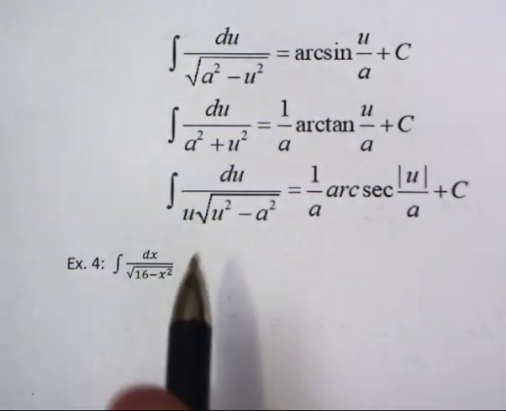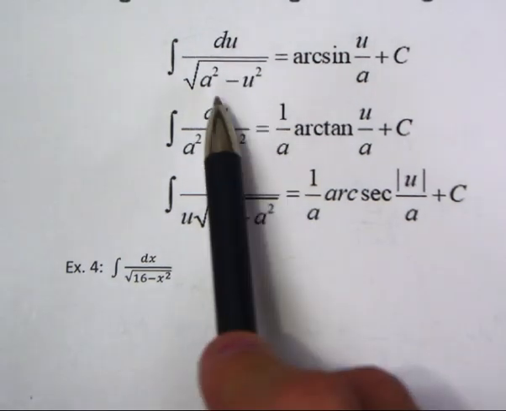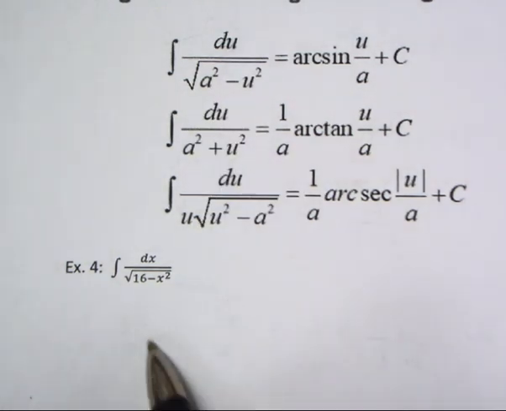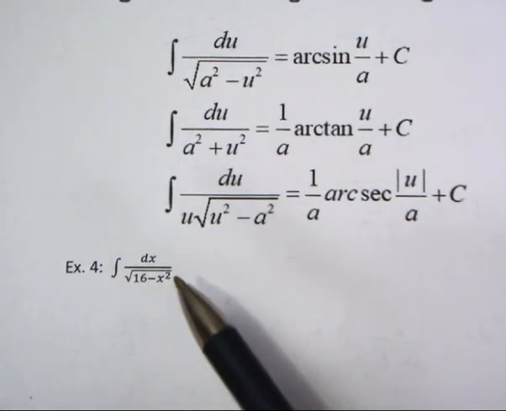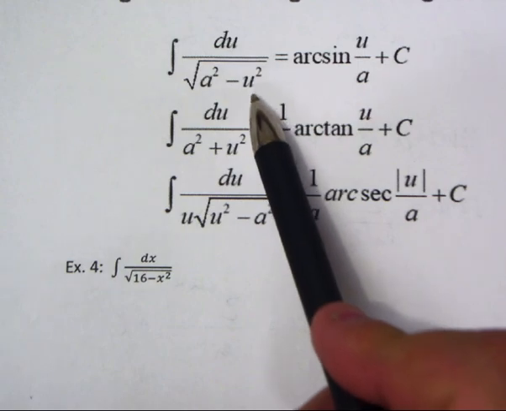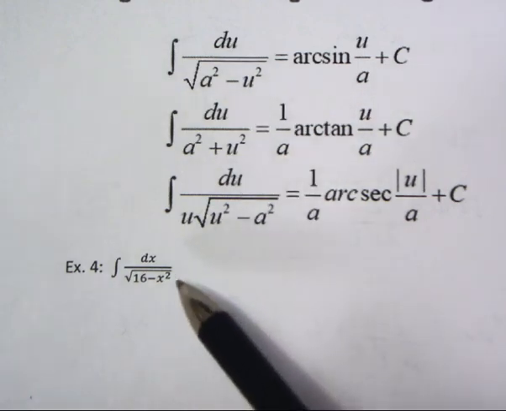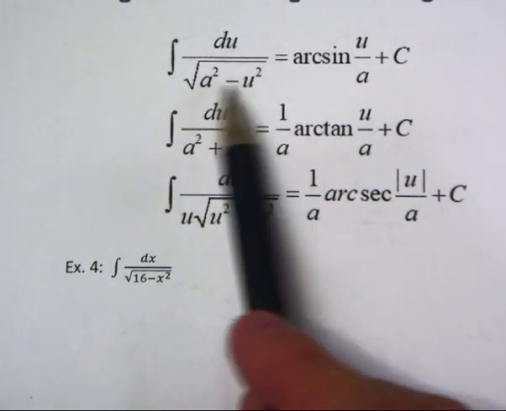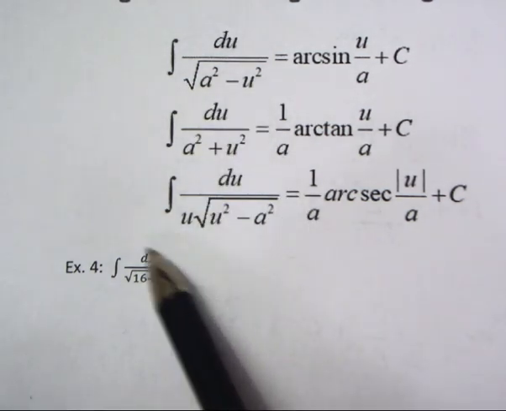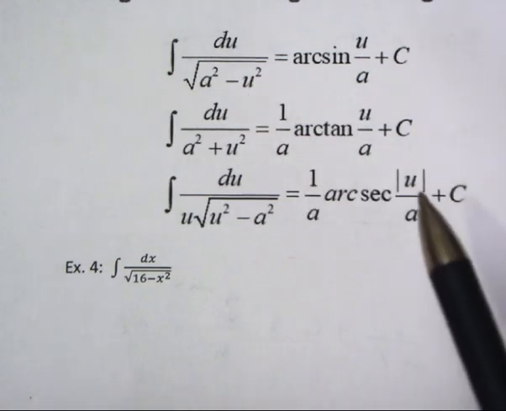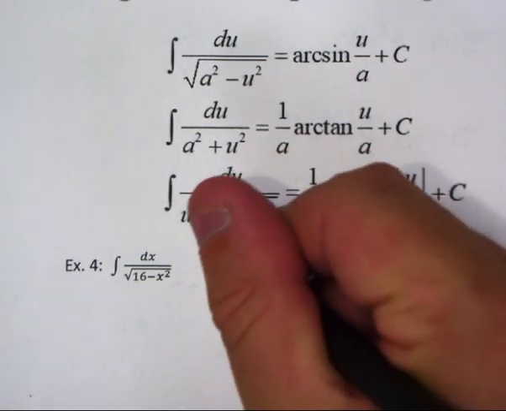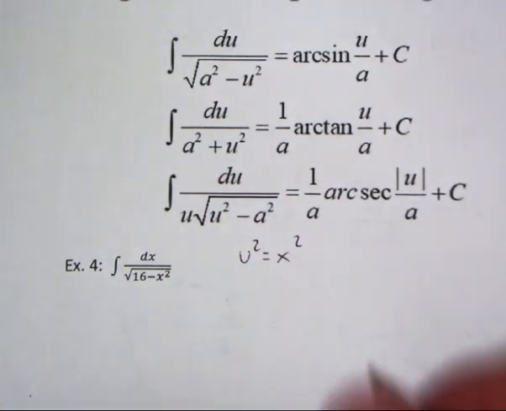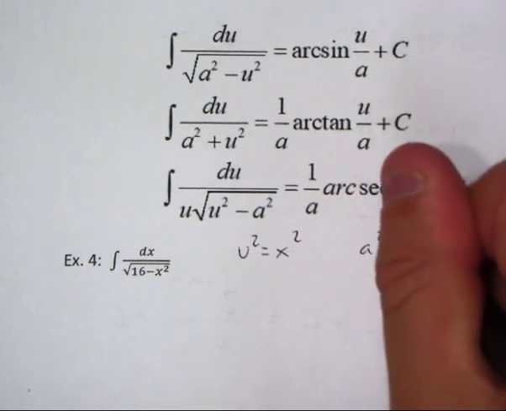So here's how we go about this. a is our constant, like the a squared is our number. So our a squared is 16. And our u is always a function of x. So our u squared is the x squared down here. So I'm going to start by identifying my u squared and my a squared to match up the form here. I'm trying to get this form to match this form here. So my u squared is x squared. My a squared is 16.